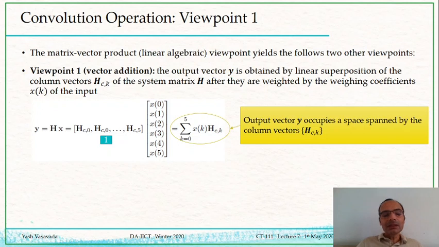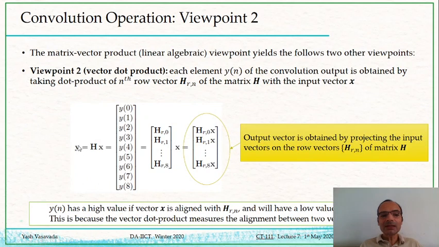Now, there is another viewpoint where we are actually literally going to shift our viewpoint by 90 degrees. And therefore, instead of looking at the output of convolution as determined by the columns of H matrix, now we are going to start looking at the output as determined by the rows of H matrix.